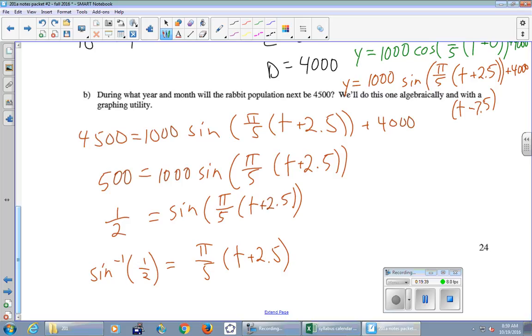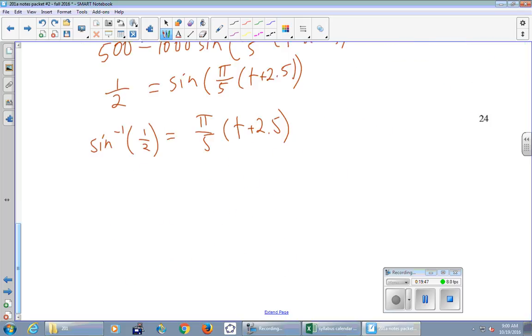Okay, and this is the place where you might type the thing into the calculator, right? An inverse sine of 1/2. But it happens that 1/2 is one of the few numbers that we actually know without the calculator. In degrees, I think I heard a couple people say 30. That's true. Sine of 30 degrees is a half, but remember in calculus, we are in radian mode all the time. And so pi over 6 is good. So pi over 6 equals pi over 5 t plus 2.5.